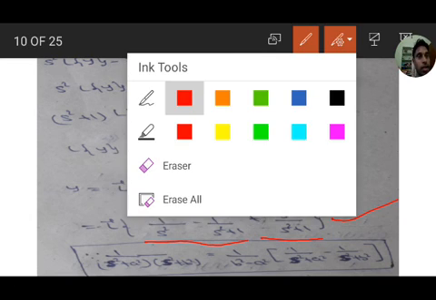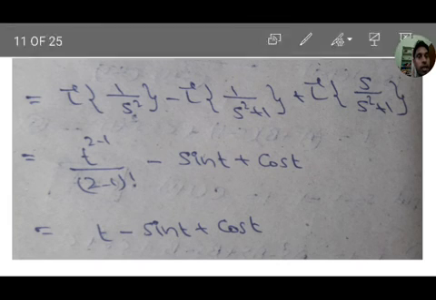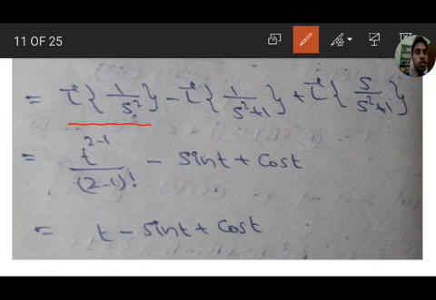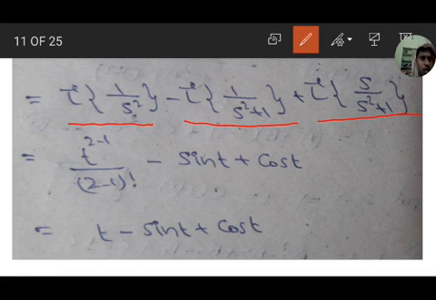Then, by the linearity property, we separate: L inverse of 1 by s square minus L inverse of 1 by s square plus 1 plus L inverse of s by s square plus 1. L inverse of 1 by s to the power of n is t to the power of n minus 1 by n minus 1 factorial, and here n equals 2. L inverse of 1 by s square plus 1 is sin t, and L inverse of s by s square plus 1 is cos t.